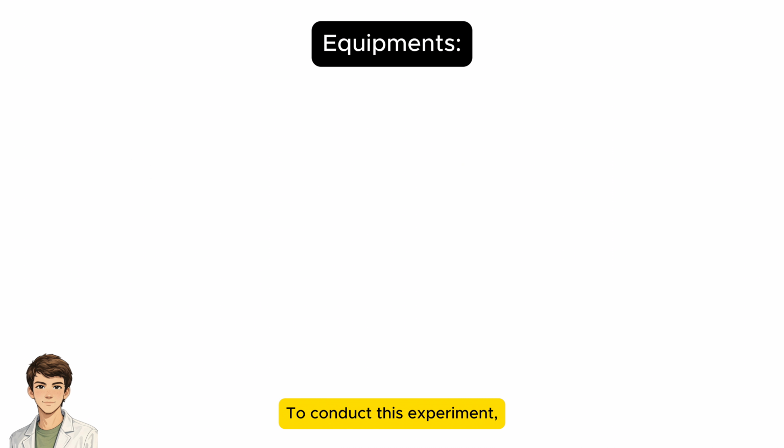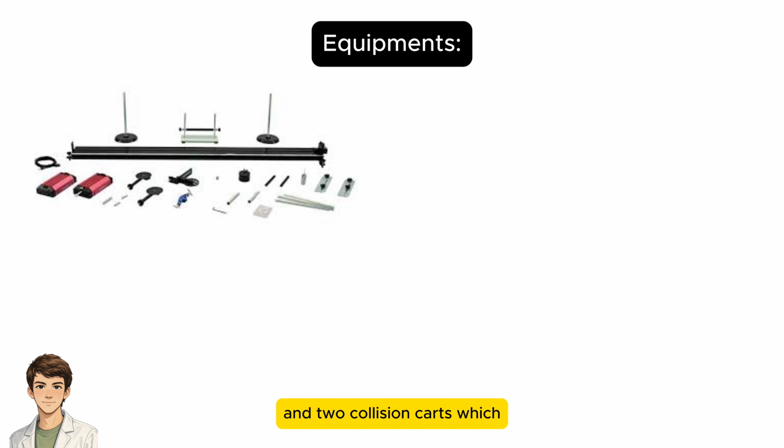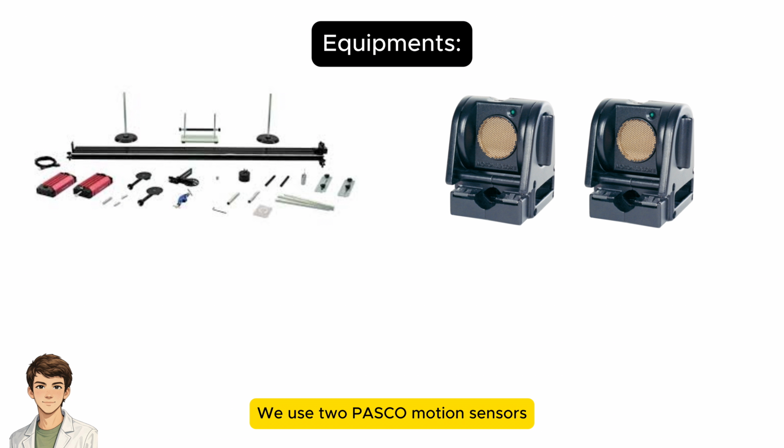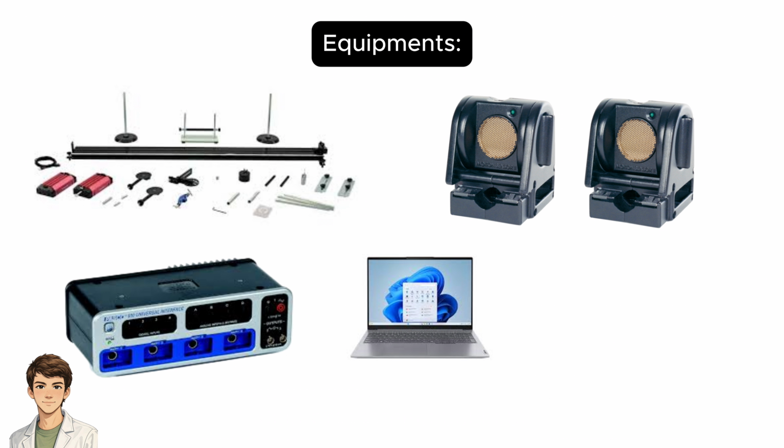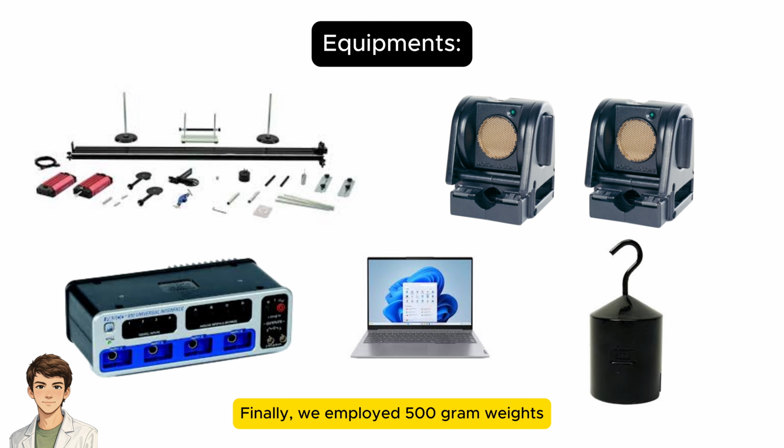To conduct this experiment, we utilized a specific set of equipment. The core components were the low-friction track and two collision carts, which could be fitted with magnets for elastic collisions or Velcro for inelastic ones. We used two Pasco motion sensors connected to a Pasco 850 interface and a laptop running the Pasco software to accurately record the motion data. Finally, we employed 500-gram weights to change the mass of the carts for one of our trials.